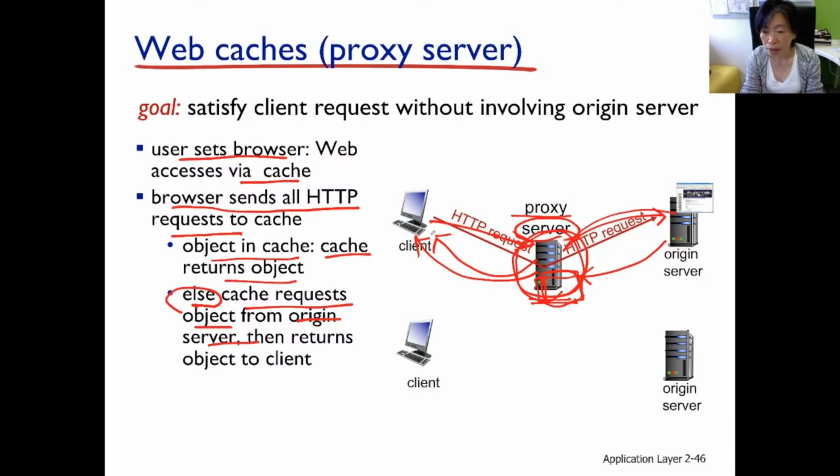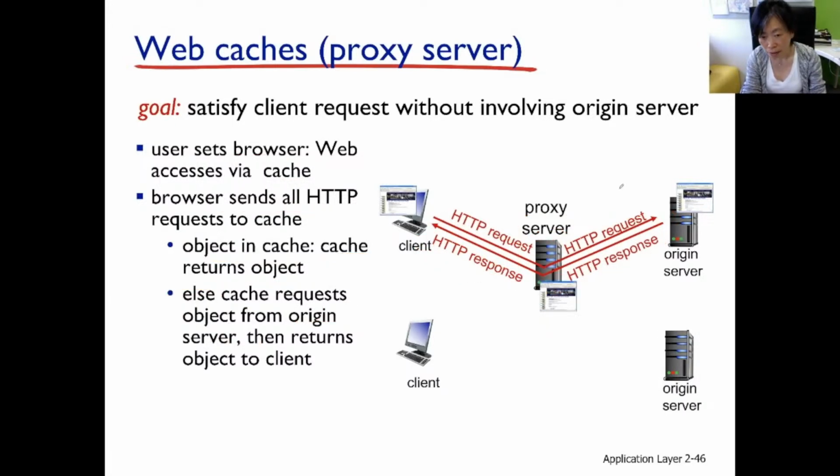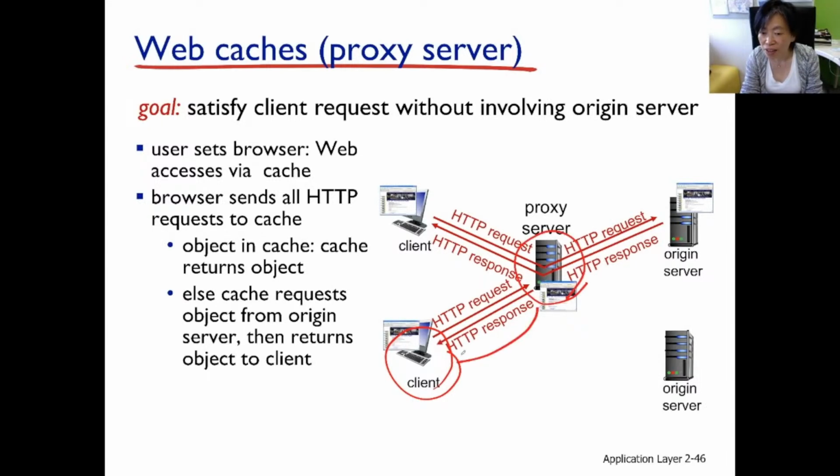So let me illustrate. If the object is not here, the request goes to the original server, the response comes back, we store a copy, and then forward it back to the client. And what's nice about this is, look at this client down below. If the client requests the same object, it's a hit here at the cache. The cache sends back the object directly without going through this segment of the internet.